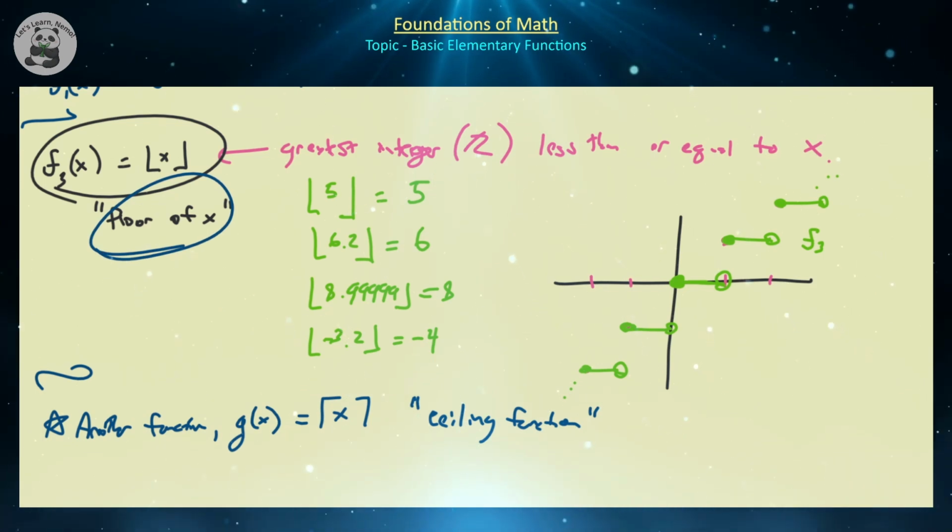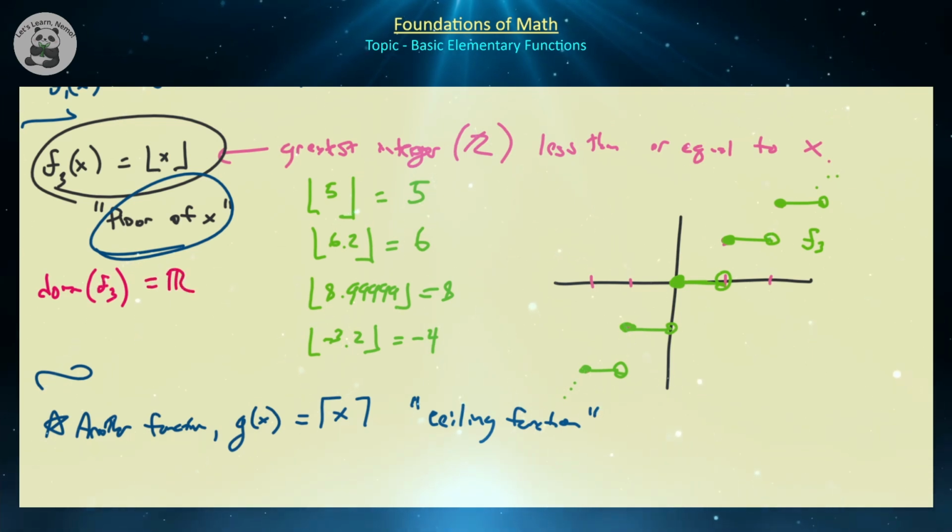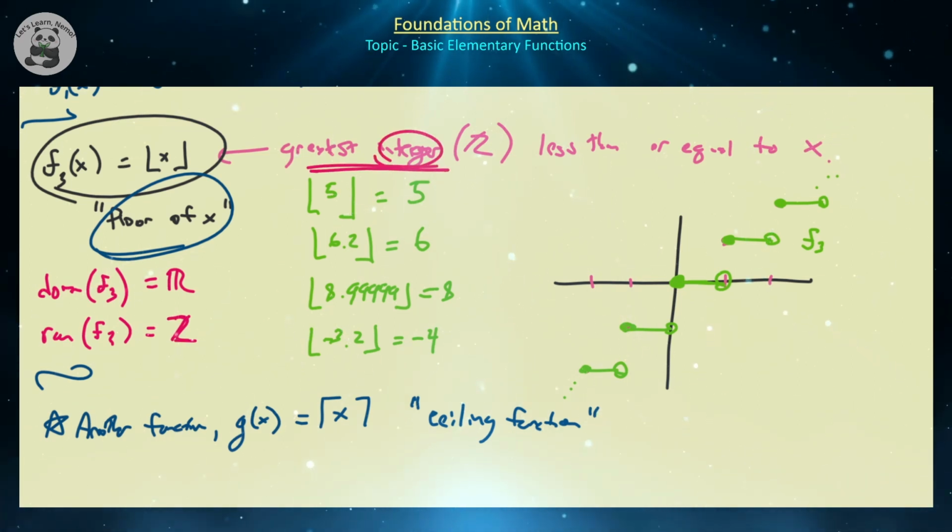So let's think about this. Technically we can take any real number and round that down to the nearest integer less than or equal to that number. So the domain is going to be the set of real numbers, but the range is going to be the set of integers, because the greatest integer is going to be an integer. Therefore the greatest integer can't be, for example, a decimal.